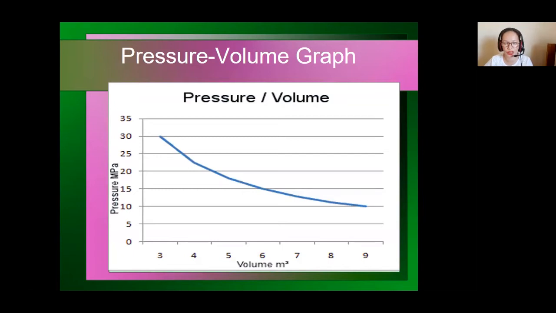So here in the y-axis is the pressure, and the x-axis is the volume. You notice here that as pressure goes high, the volume is low. But when the pressure is low, the volume is high. So that's the inverse relationship of pressure and volume.